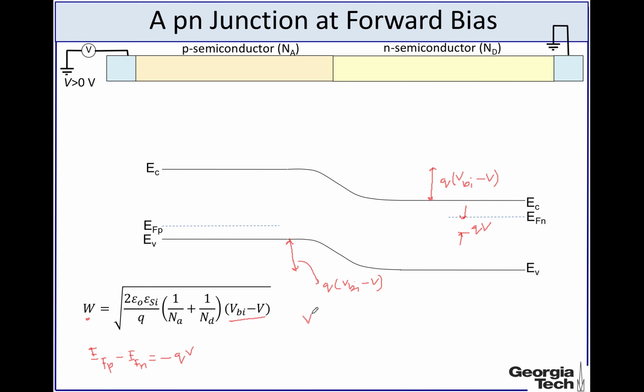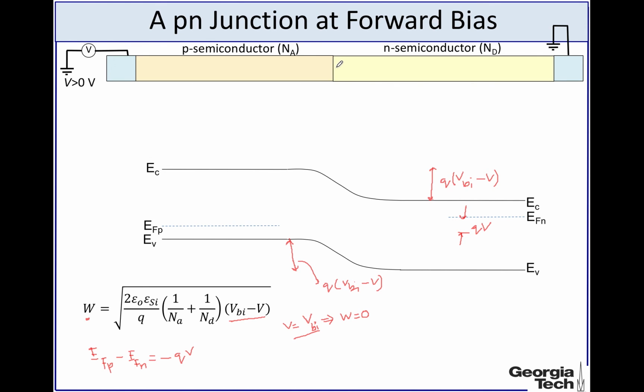And at least theoretically, when V is equal to the built-in potential, then W will be equal to 0. Now in reality it's not possible to apply a voltage equal to the built-in potential across a PN junction due to many reasons, mostly due to the contact resistances and the resistances of the p-type semiconductor and n-type semiconductor. But at least theoretically, the depletion width will go to 0 when the voltage is equal to VBI.